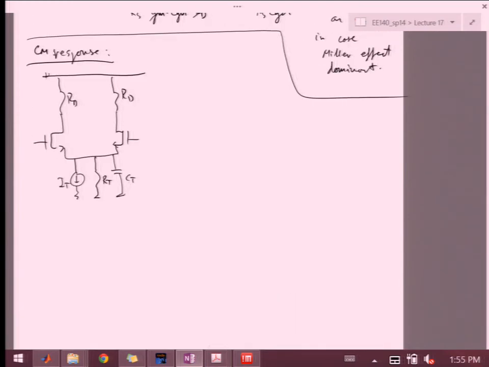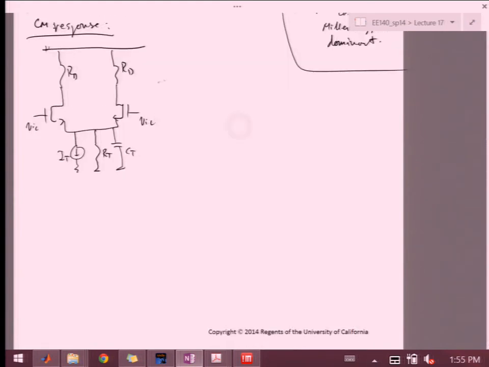So if we now go and do the VIC on both sides, we can still do the common mode half circuit here. In that common mode half circuit, we're going to get RD. And then here, I tail over 2, 2 RT, and then, oops, sorry, the capacitor will be CT over 2. All right, so I've just split all the conductances.